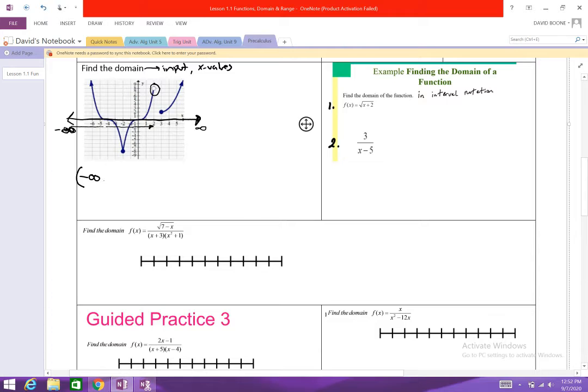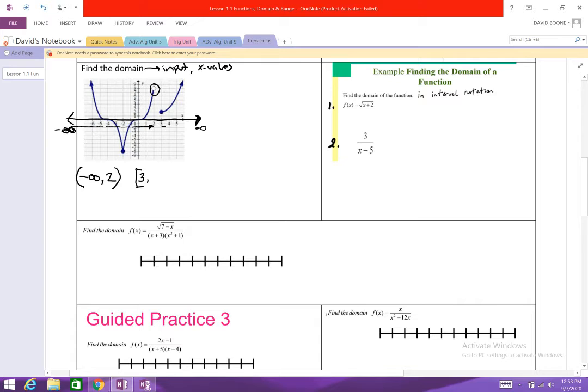So it kind of stops right there. And I can't be equal to that, so I put a parenthesis. I'm picking up my pen now and restarting over here at 3. That is a closed dot. So I know I will start again at 3, and because it is closed, I can touch that. I will put a bracket.